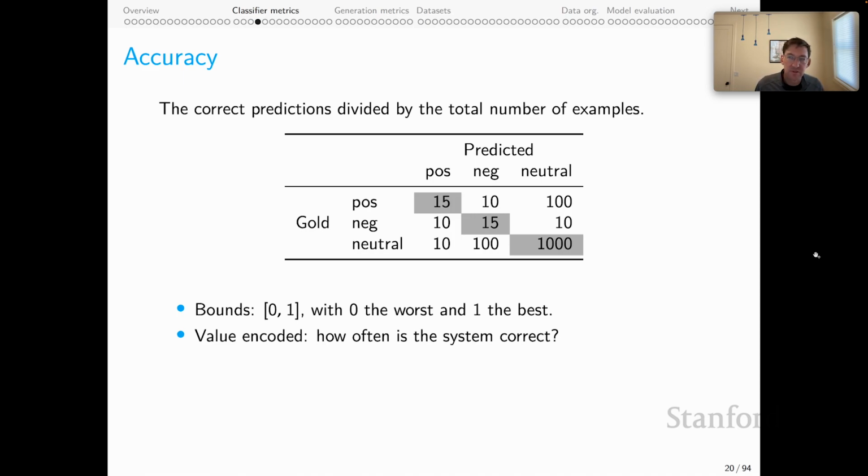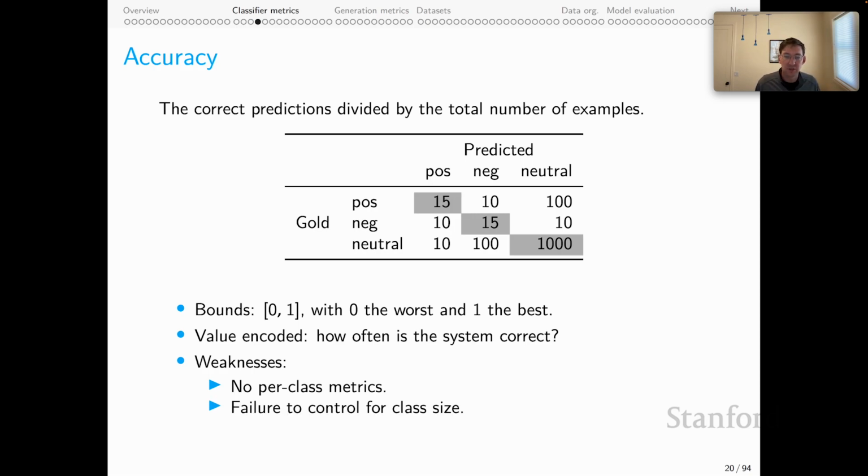That actually relates to 2 weaknesses. First, there is no per class metric. We have to do this over the entire table. Second, we have a complete failure to control for class size. Think about that value encoded. How often is the system correct? That is insensitive to the different classes that you have in your system and the way it makes predictions for those classes. It is just looking at the raw number of times that you made the right guess.